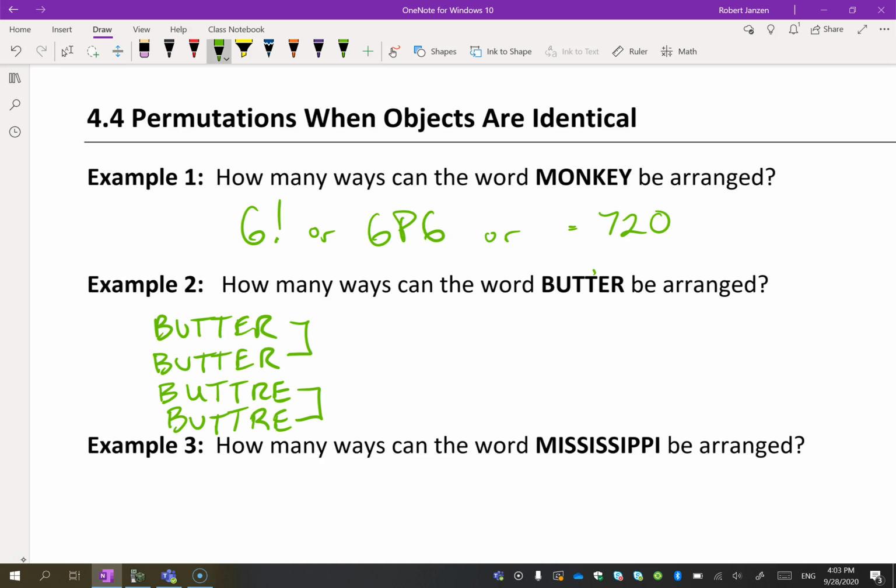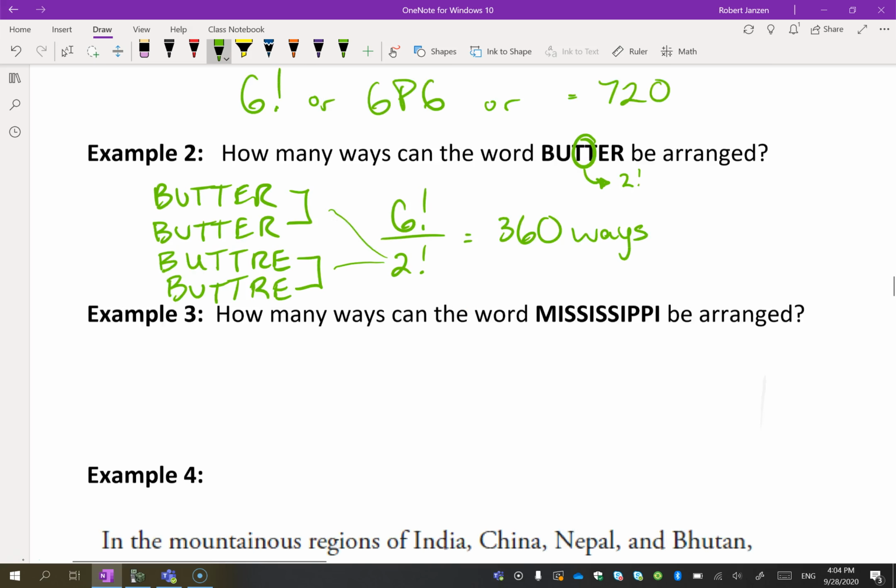What you do is you say, there are 2 T's and I can rearrange those 2 factorial ways. So to find the number of ways something with repeats like that can be rearranged, you still go 6 factorial, but you're going to divide by 2 factorial, because as you can see here, we have to cut our number in half. So this is going to be 360 ways, which makes sense if you think about it, that there will be exactly half as many as 720, because every time I rearrange the T's, they're the same.